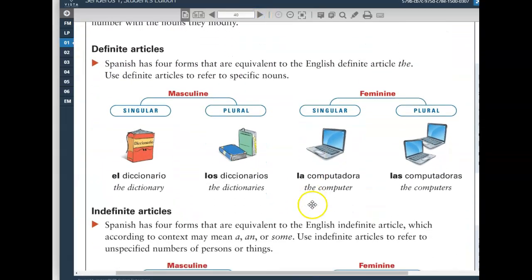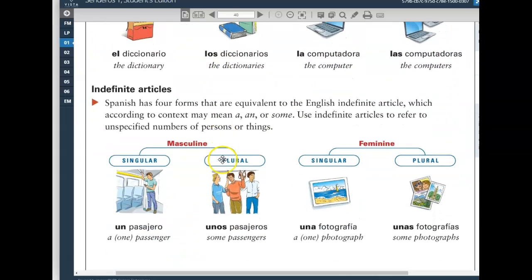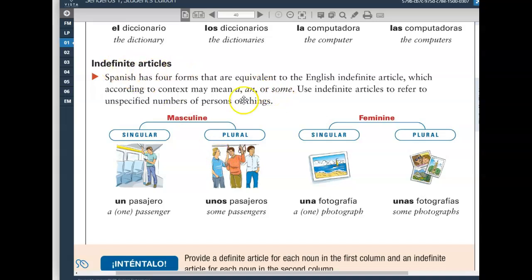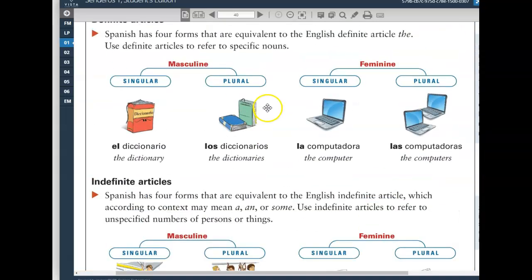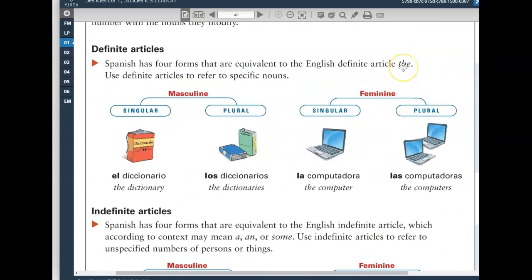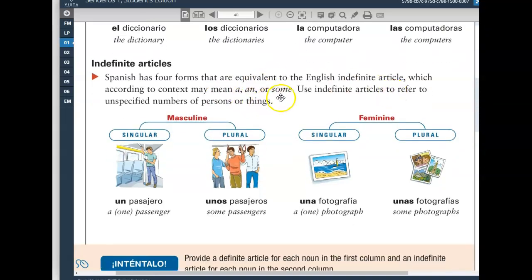We looked at definite articles in Spanish being el, los for masculine, singular and plural. For feminine, singular and plural, the articles would be la and las. You can see the relationship there between the article and the ending of the word in terms of its gender and number. And then indefinite articles in English would be a, an, or some. All of these definite articles in English would translate to the. A, an, or some indefinite articles in Spanish would be un and unos for masculine, singular, plural, and una and unas for feminine, singular, plural.